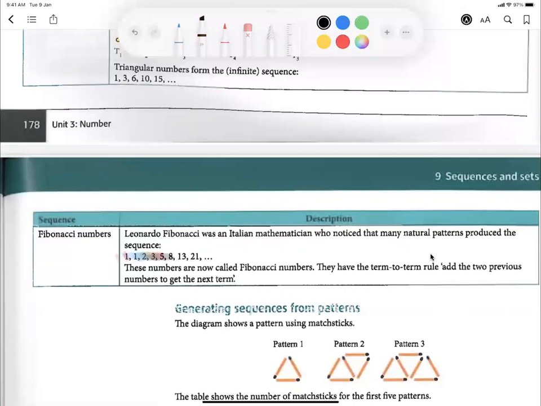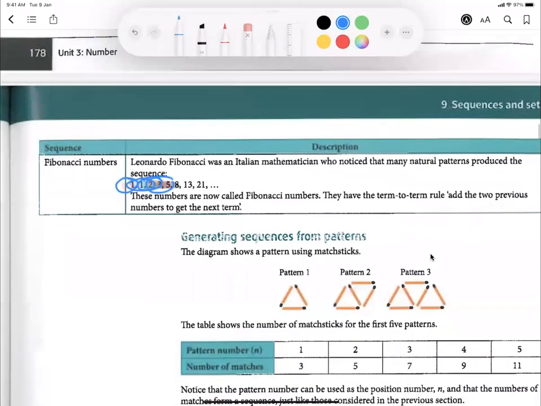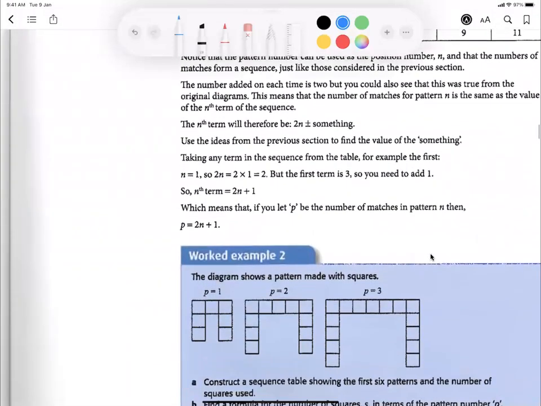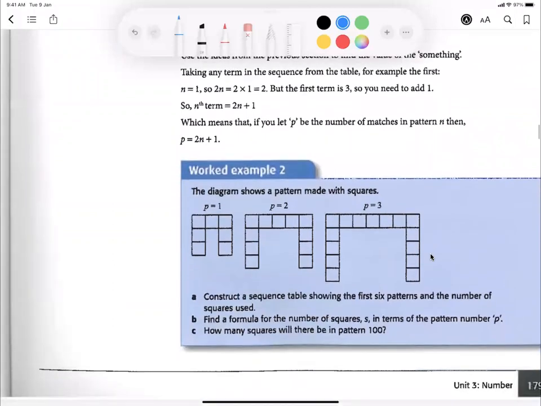So it goes on and on and on. That's what you call a Fibonacci sequence. So after this, you should be able to figure out the sequences based on the term-to-term rule.